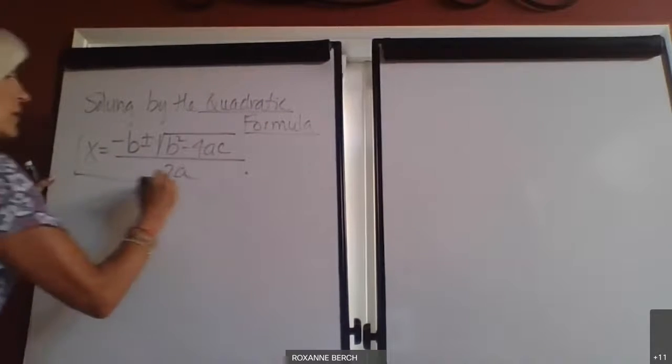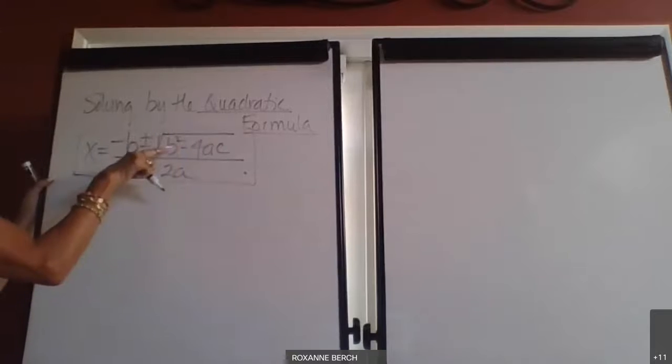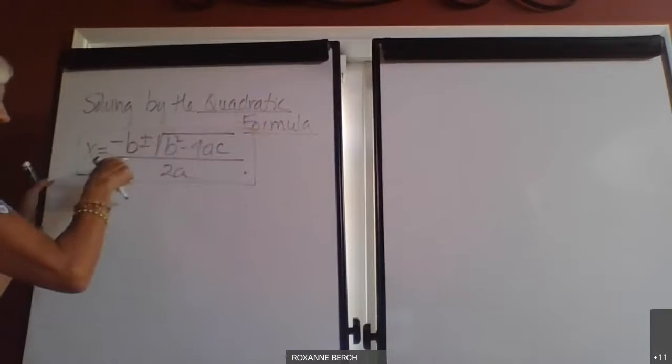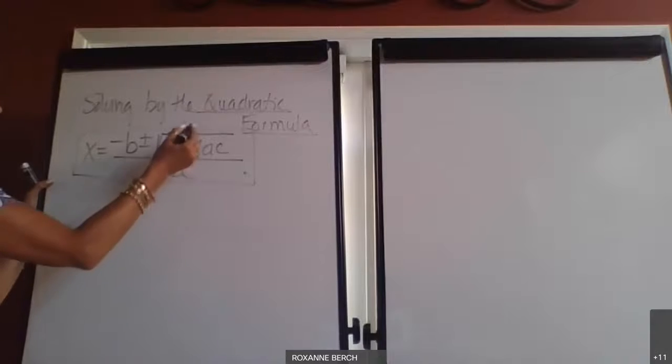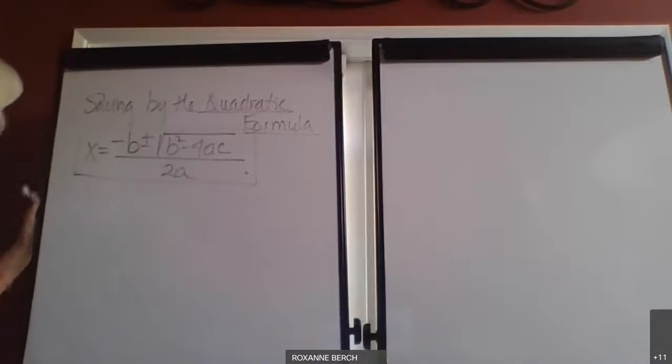So you see how that radical goes all the way out and this big old long bar goes all the way out. Sometimes students cut off the radical or cut off the bar. Don't do that. It has to look exactly like this.